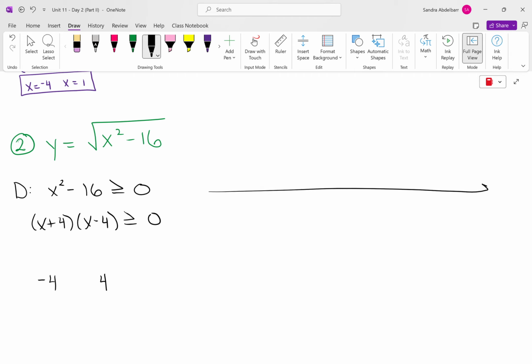And our reference numbers are -4 and +4. Because we have a quadratic inequality, we need to test our regions. So we have x is less than or equal to -4; -4 is less than or equal to x, which is less than or equal to 4; and lastly, x is greater than or equal to 4.